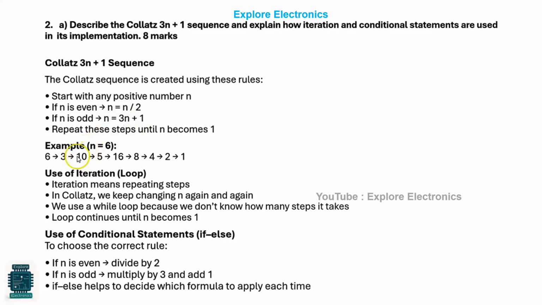10 is again an even number. That's why n by 2, I will get 5. 5 is an odd number. That's why 3 into 5, I will get 15. 15 plus 1, again 16. 16 is again an even number. That's why it will continue. It will repeat these steps until n becomes 1. Clear? This is a 3n plus 1 sequence.